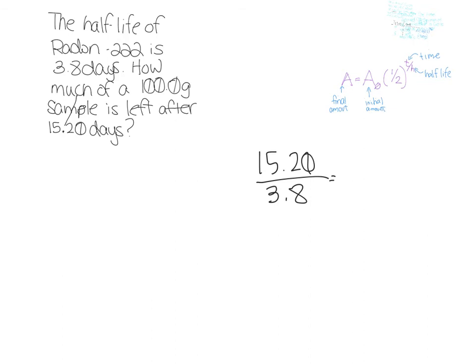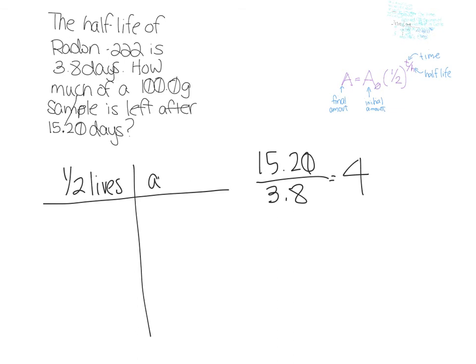So you get 4. So 4 half-lives have passed. I'm going to have half-lives here and amount here. So 0 is my initial. If I have 100 here, then at 1, how much would I have?